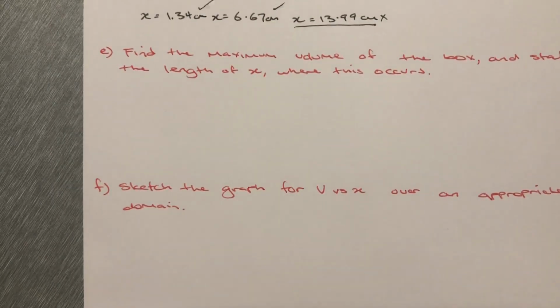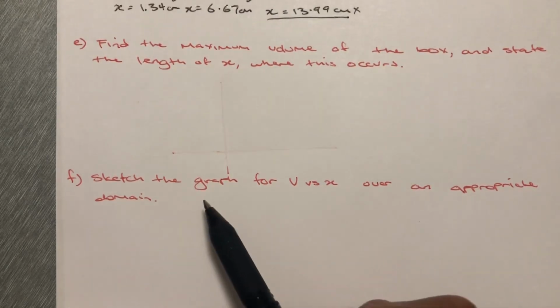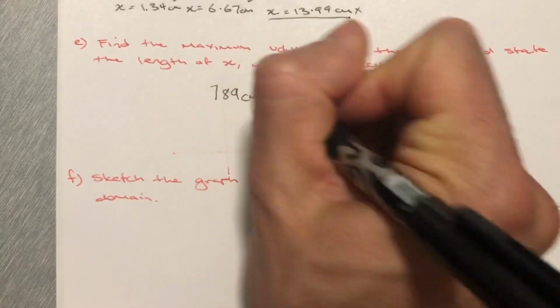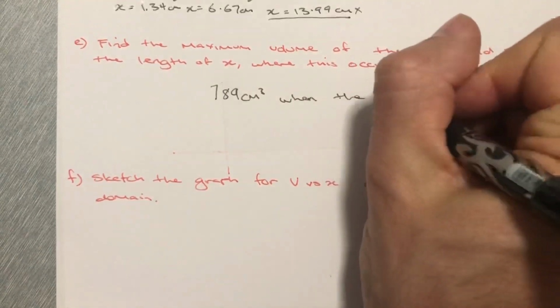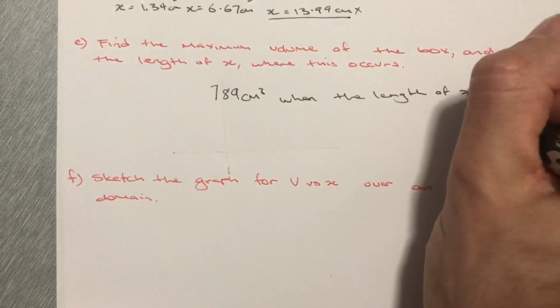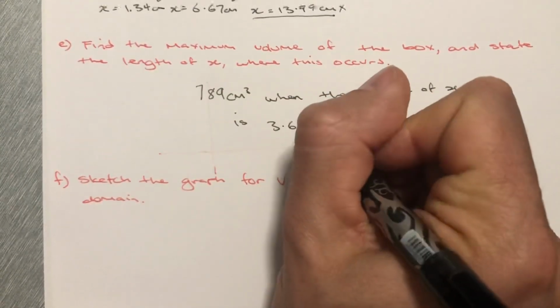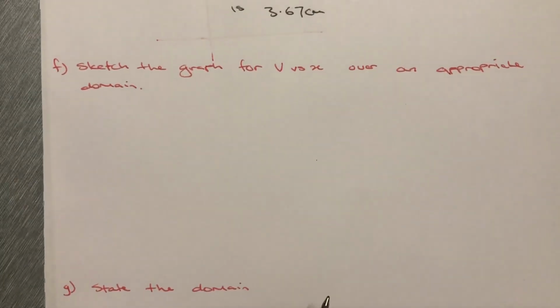All right, now it says here, find the maximum volume of the box and state. So once I've used my CAS to find that maximum, now I use the graph function so I could actually see it. We worked out that the maximum volume was 789 centimeters cubed, remember those units, when the length of x is, and it should tell you 3.67 centimeters.